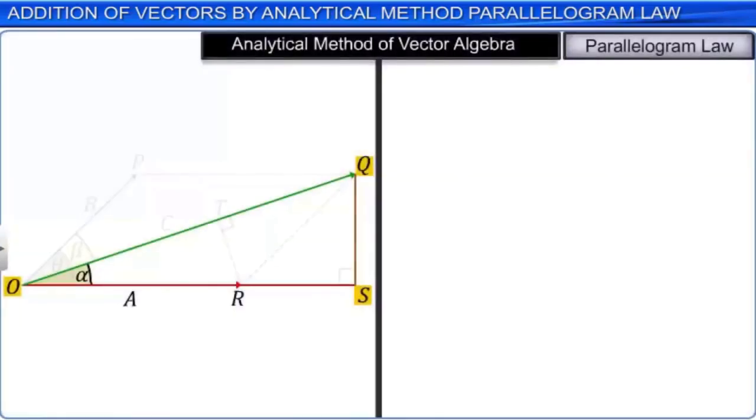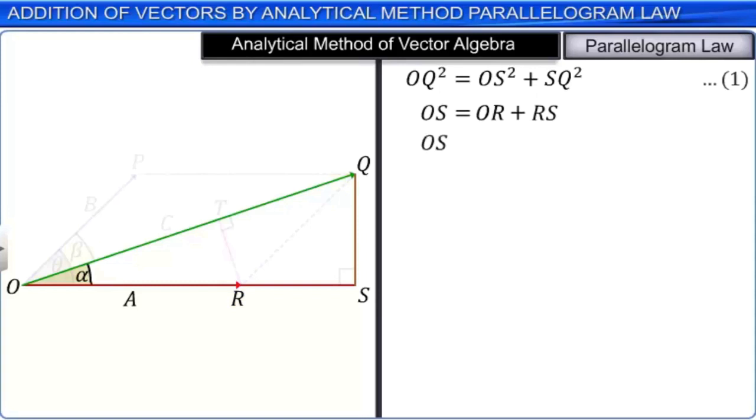Now out of this, I'm considering the triangle OQS, and I'm writing the Pythagoras theorem over here, which is given by OQ square is equal to OS square plus SQ square. That is nothing but hypotenuse square is equal to adjacent side square plus opposite side square. Now we have to find the values of OQ, OS, SQ, so that we can simplify and get the answer in terms of the A vector and the B vector.